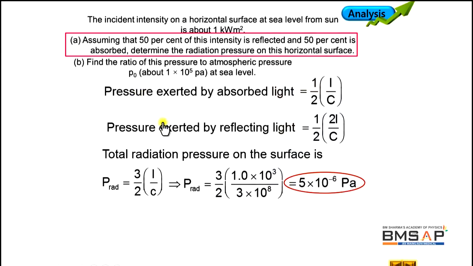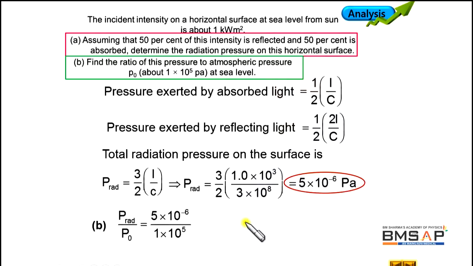Now, we need to find the ratio of this pressure to the atmospheric pressure. Atmospheric pressure is given as 1 into 10 to the power 5 Pascal. So, this value divided by atmospheric pressure we need to calculate. Let us calculate this ratio, and this ratio is nothing but 5 into 10 to the power minus 11. Right. This is the second part. Now, let us move to the next illustration.